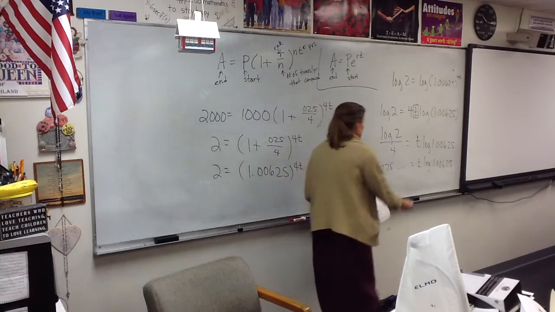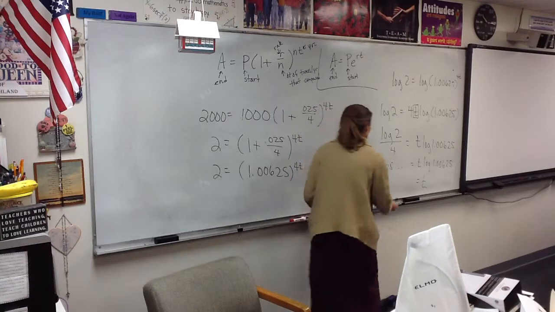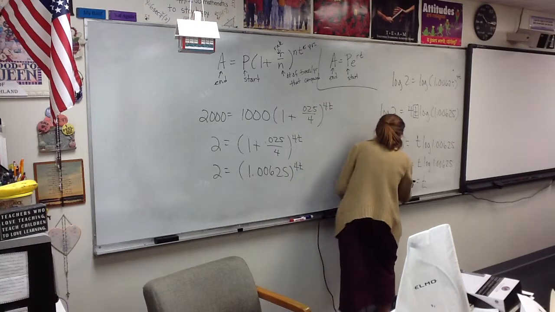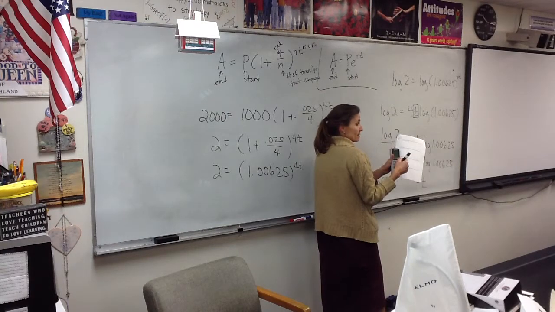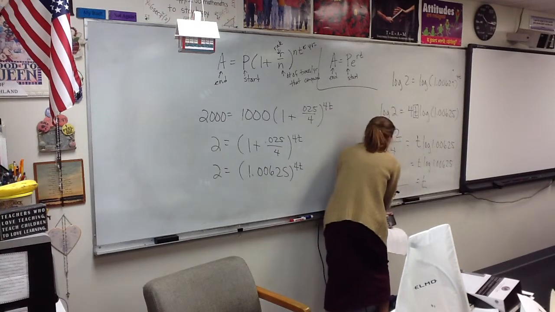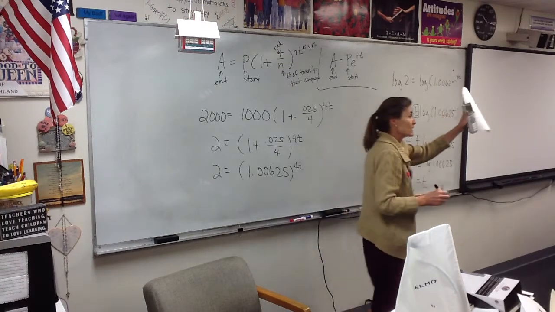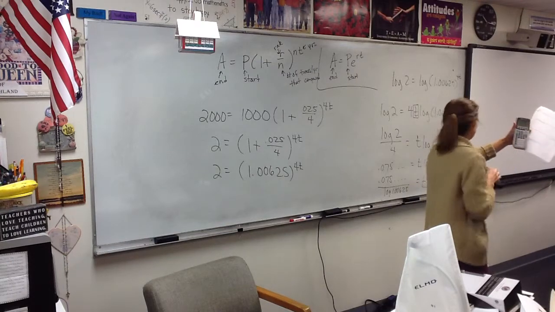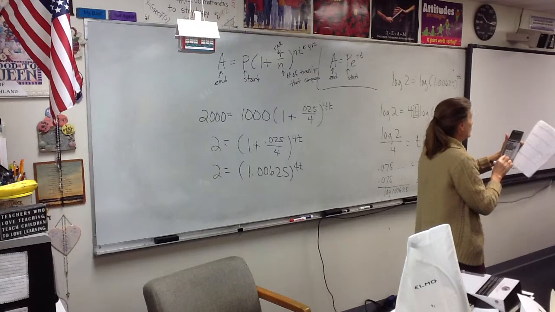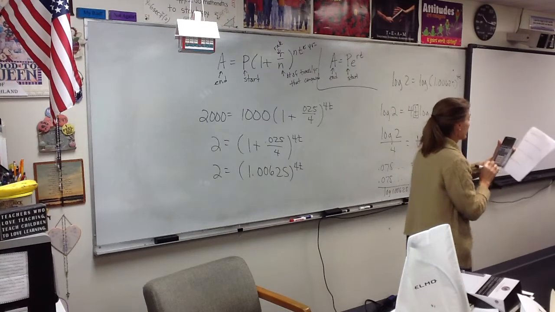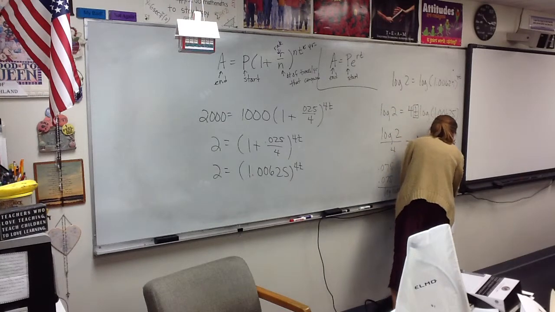I want to get t by itself, so what am I going to have to do to get t by itself? Divide by that. So I'm going to take this big long decimal, which by the way is sitting on my calculator, so I'm not going to round it off. I'm going to use this number on my screen, and I'm going to divide it by the log of 1.00625. And I got about 27.8 years.